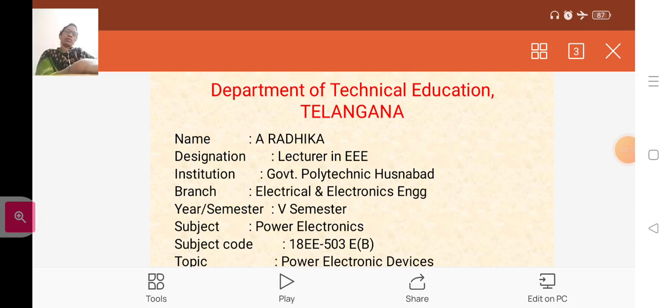In last classes, we discussed the power electronics devices, the ratings of SCR. Under that, we discussed the voltage rating, current rating, and also the diac and symbols. So, the VI characteristics of SCR. Today we are going to discuss the triac. Triac means triode, it works on AC.